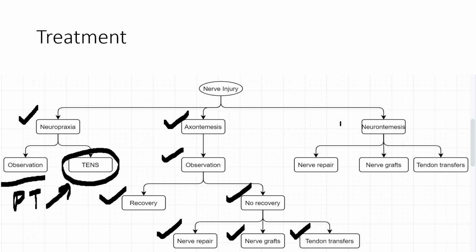If it's a neurotmesis, that is, both the axon and the endoneurium are damaged, then primarily, on the first day, we have to undergo nerve repair. If nerve repair is not possible, which can happen in cases of open fractures where a large chunk of nerve is lost, then we can treat the patient with nerve grafts. And if we see the patient after 3 to 4 months, when the nerve ends are very retracted or the nerve loss is too much, then we can do tendon transfers. So this was regarding treatment of peripheral nerve injury in brief.